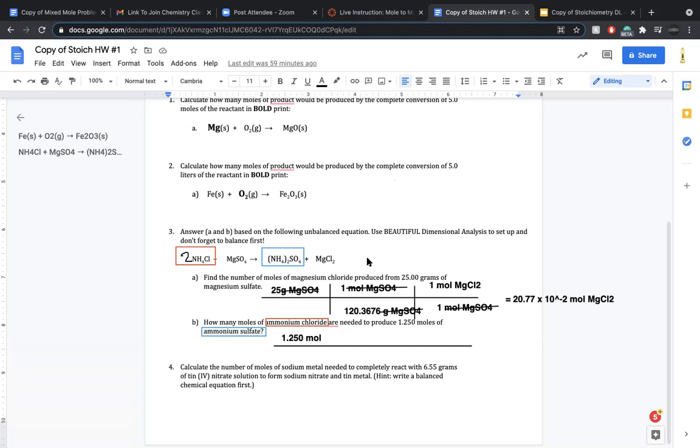So we have this many moles of ammonium sulfate. And then we're trying to go, oh, this one is a lot easier. We're just trying to do moles to moles. We don't have to do grams to moles this time. So we have moles of ammonium sulfate on top, and ammonium sulfate on the bottom as well. We can tell from the balanced equation that it's going to be 2 moles of ammonium chloride for every 1 mole of ammonium sulfate. So we have 1 mole of ammonium sulfate for every 2 moles of ammonium chloride.